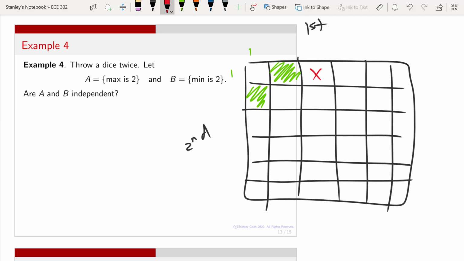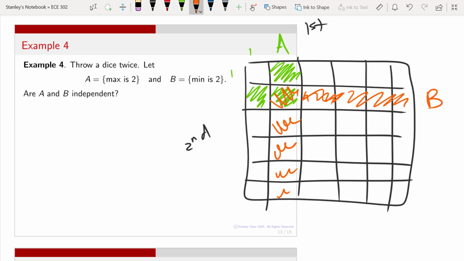Now this one is not okay because why? Because when you have 1 and 3, the bigger one will be 3. So this is not included. And so here is also included. So this is event A. Okay, event A will contain all these numbers. How about event B? The minimum is 2, and so you can see that event B is here. Okay, so these are event B. Okay, this is B. And we ask, would A and B be independent or not?